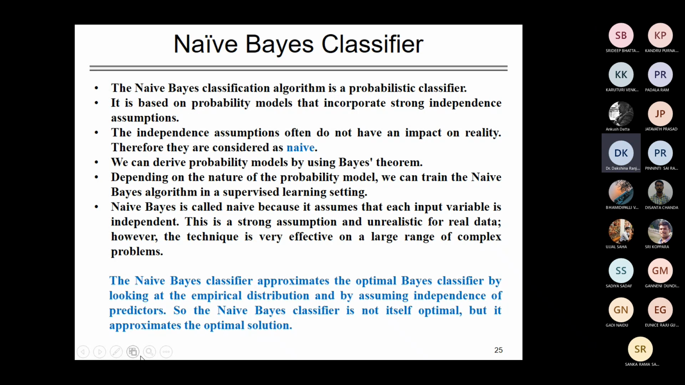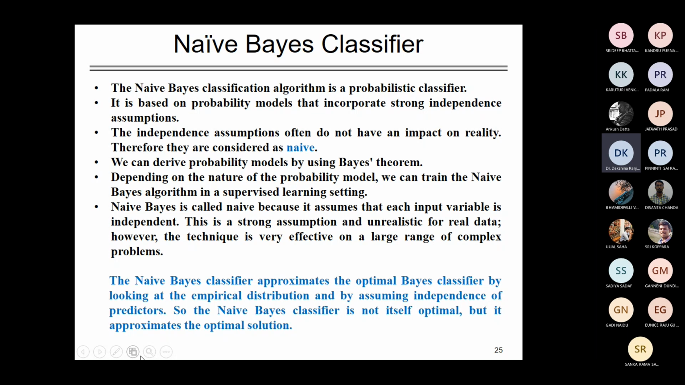If we consider real data, this assumption does not make any sense. However, the technique is very effective on a very large range of complex problems. The naive Bayes classifier approximates the optimal Bayes classifier by looking at the empirical distribution. Empirical distribution means the distribution of the data that we have obtained from experiment and observation. That is called the empirical distribution.